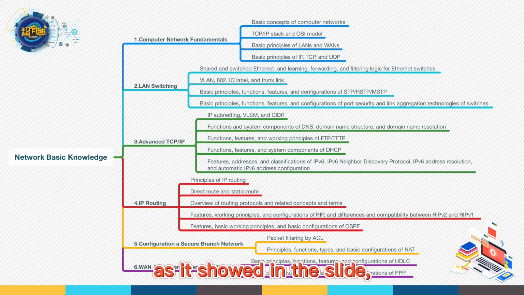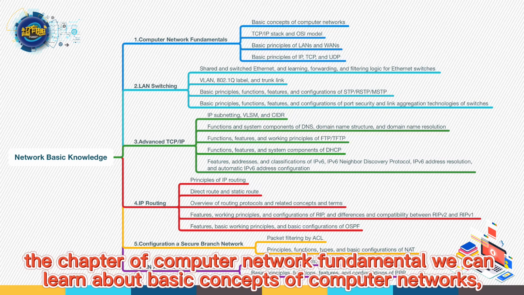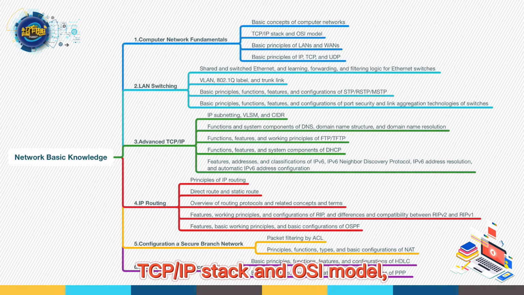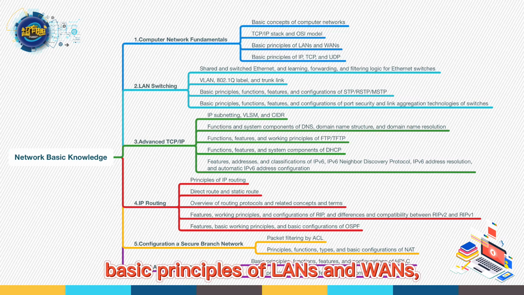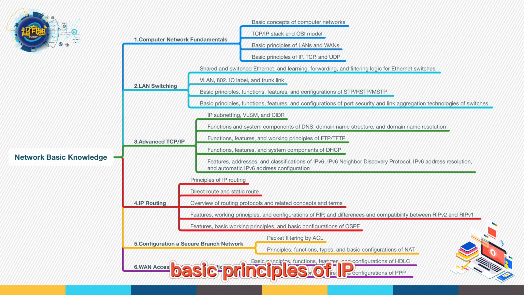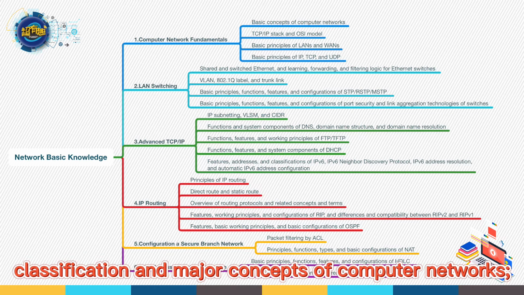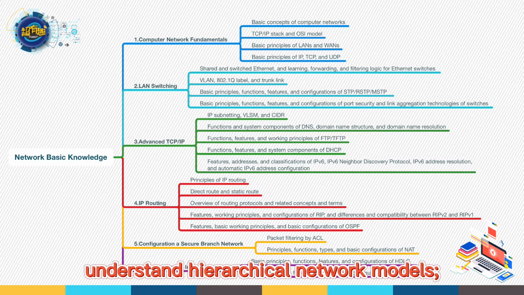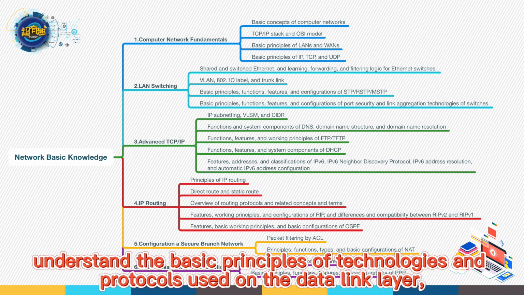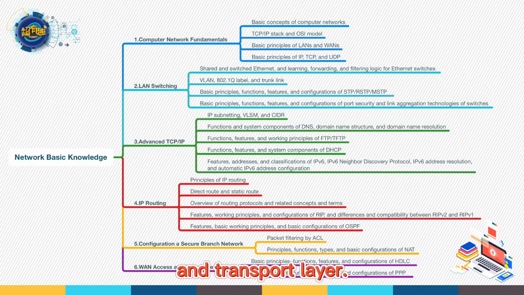As is shown in the slide, in the chapter on computer networking fundamentals, we can learn about basic concepts of computer networks, the TCP/IP stack and OSI model, basic principles of LANs and WANs, and basic principles of IP, TCP, and UDP. During the chapter, we can master the definition, classification, and major concepts of computer networks, understand hierarchical network models, and understand the basic principles of technologies and protocols used on the data link layer, network layer, and the transport layer.